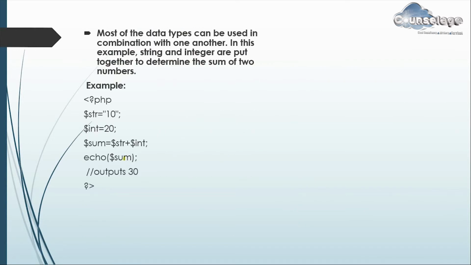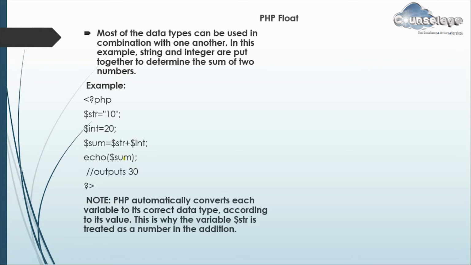Most of the data types can be used in combination with one another. In this example, a string and an integer are put together to determine the sum of the two numbers. Here, the variable string is declared as 10 and the variable int as 20, and the sum is printed by using the echo function, so the output results in 30. PHP automatically converts each variable to its correct data type according to its value. This is why the variable string is treated as a number in the addition.